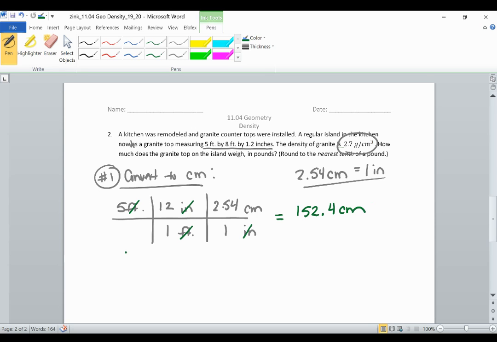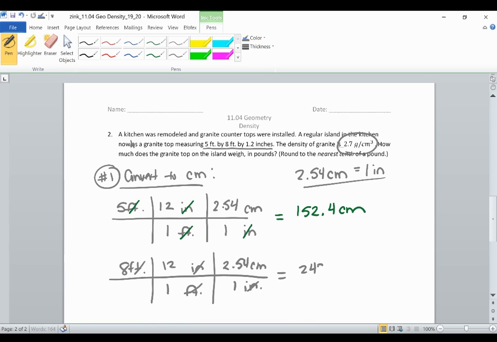Okay, let's do the same thing now for 8 feet. So we're going to take 8 feet, and we're going to convert that. So I'm going to put feet on the bottom, inches on the top. There's 12 inches in 1 foot, and there's 2.54 centimeters in 1 inch. So my inches cancel, my feet cancel, multiply straight across the top, and I get 243.84 centimeters.